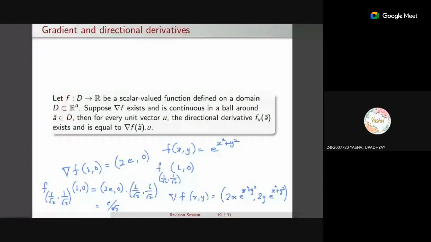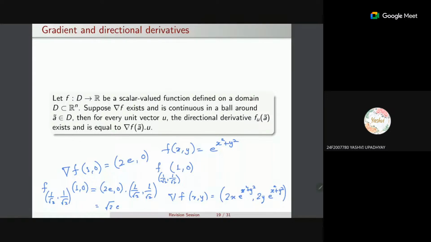All right. This will be root 2 e. No, 2e times 1 by root 2. Oh, right. Sorry. Yeah, rationalize. Correct. It's root 2 e.